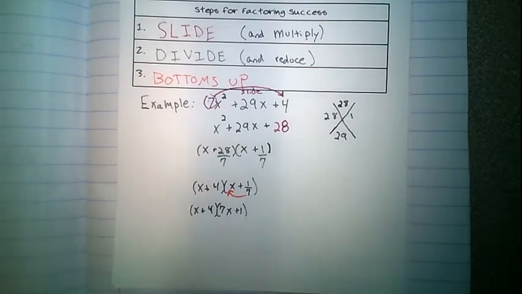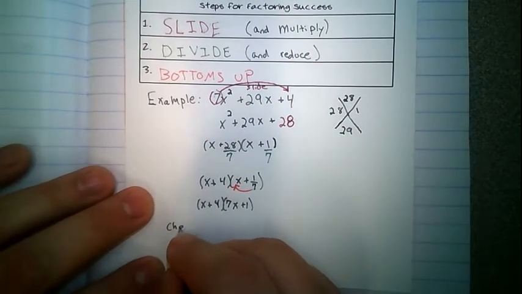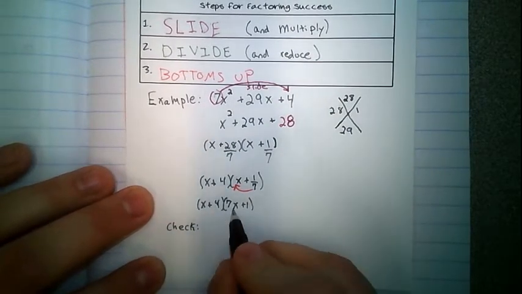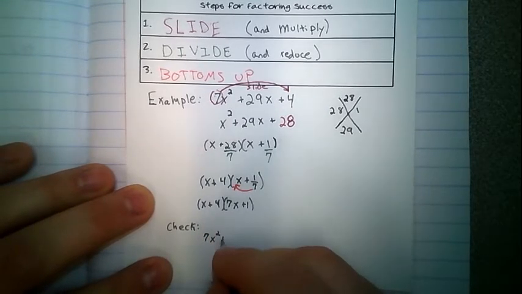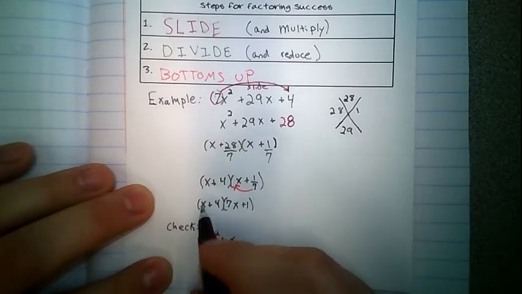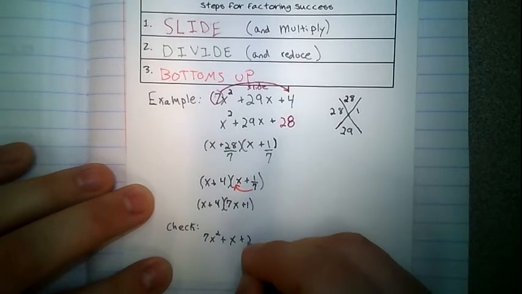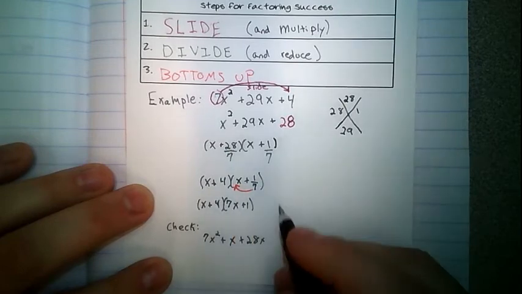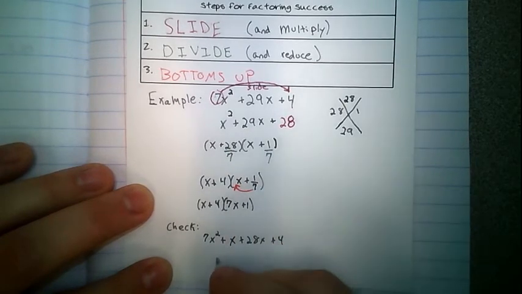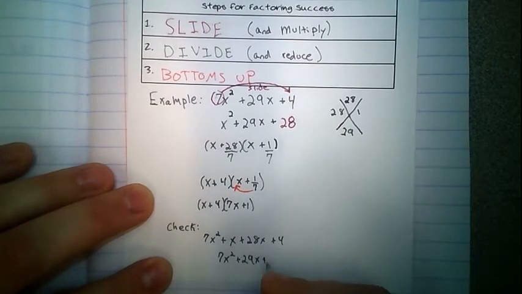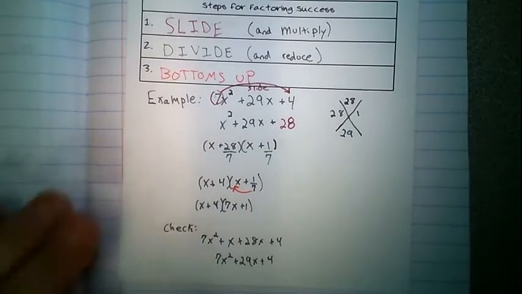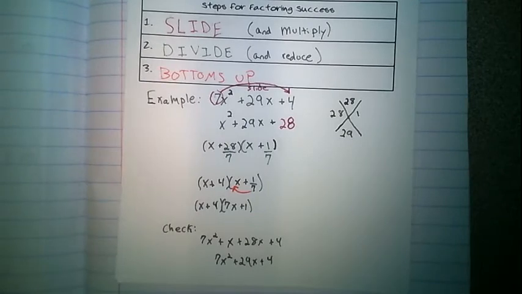And so now when I FOIL it, I'm going to get x times 7x is 7x squared, plus x, plus 28x, and plus 4. So 7x squared plus 29x plus 4. And that's all there is to the AC method, or the bottoms up method.